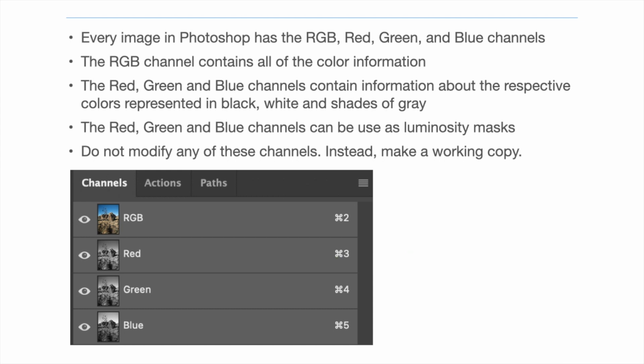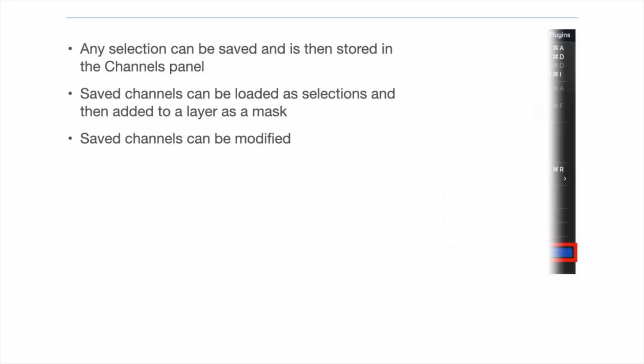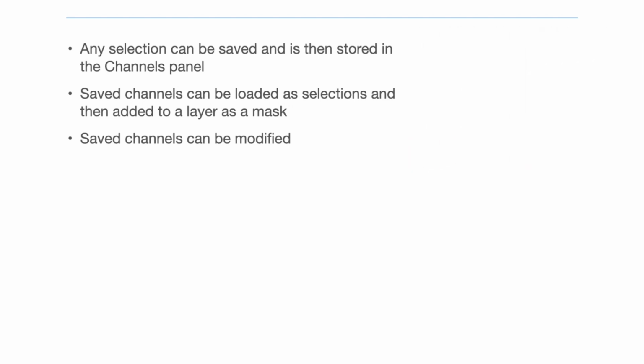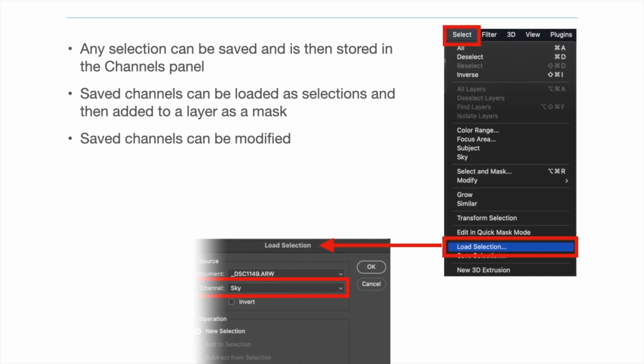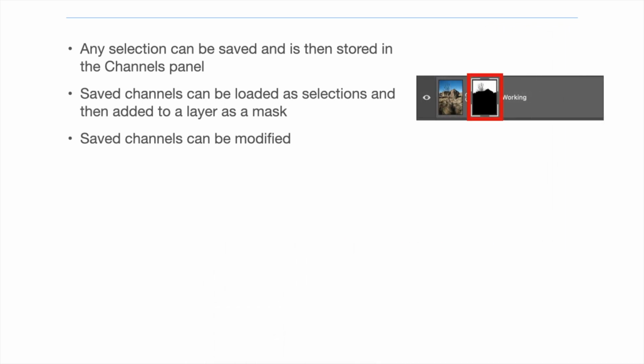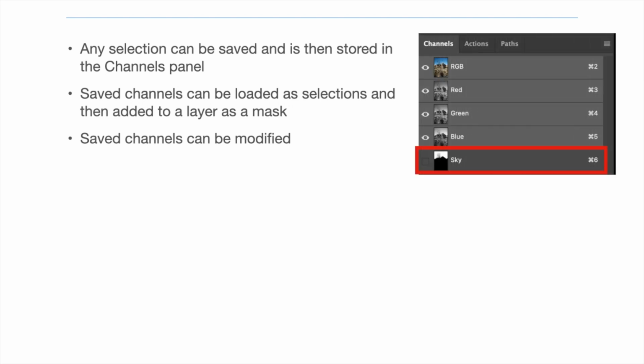Do not modify any of these channels. Instead, make a working copy to do any modifications. Any selection you create can be saved. It is then stored in the Channels panel. Saved channels can be loaded as selections and then added to a layer as a mask. Lastly, you can modify any saved channel. I will now demonstrate channel masking on two examples.